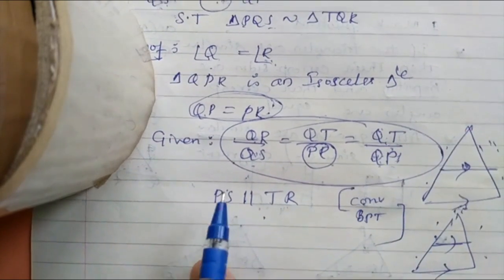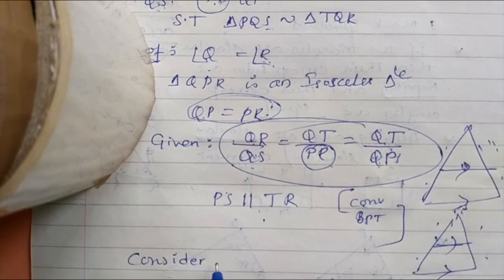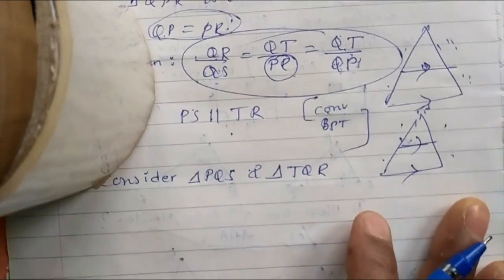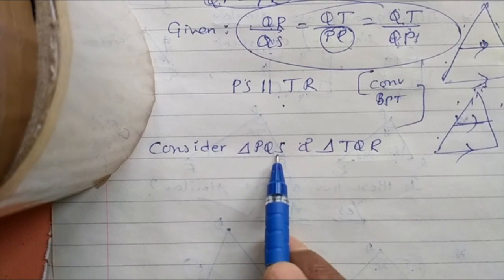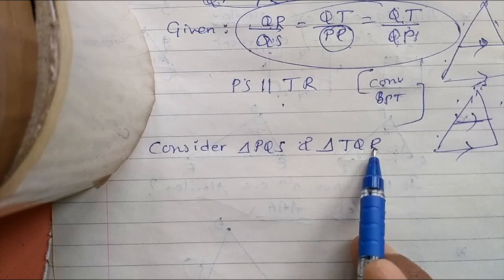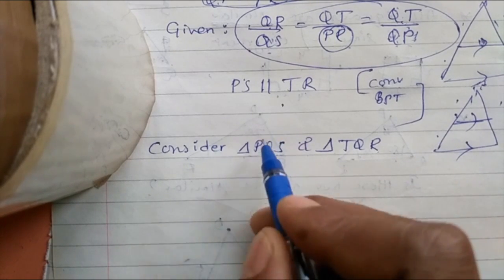Now let us go for the proof. How to prove the triangles are similar? First consider which two triangles are given. Consider triangle PQS and triangle TQR. In yesterday's class I taught you to consider the triangles to be proved first. Then from here onwards it is simple.